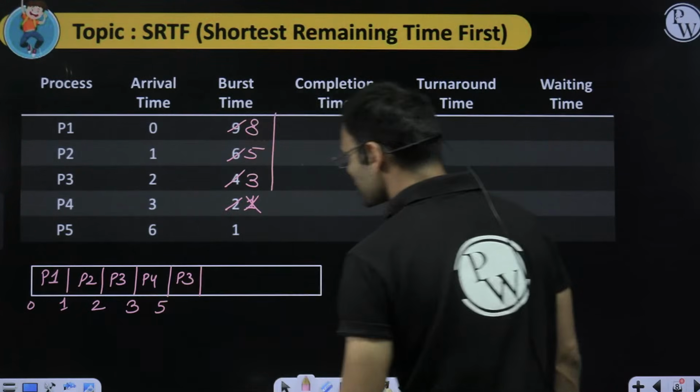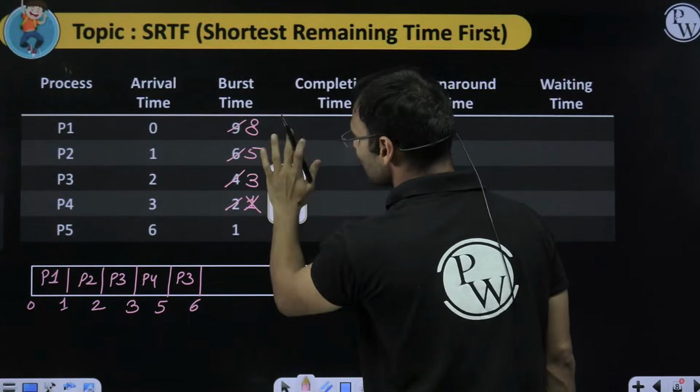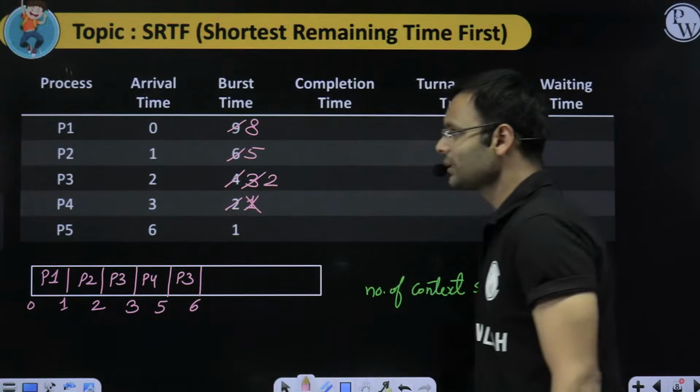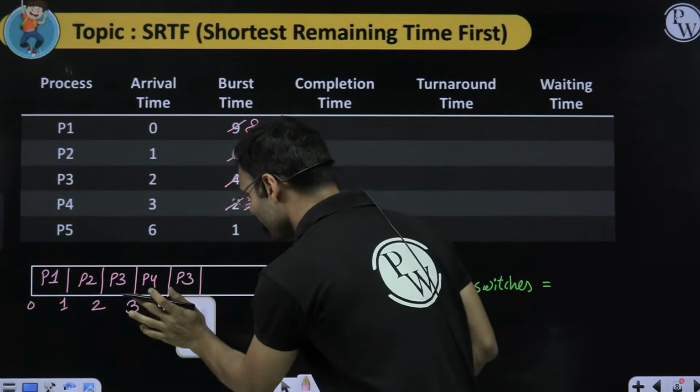P3 will run next for 1 time unit, till 6. Why? Because at 6 the new process P5 is arriving. So P3 will remain with 2 time units. If I have run P3 for 1 time unit till 6, the remaining time is 2.